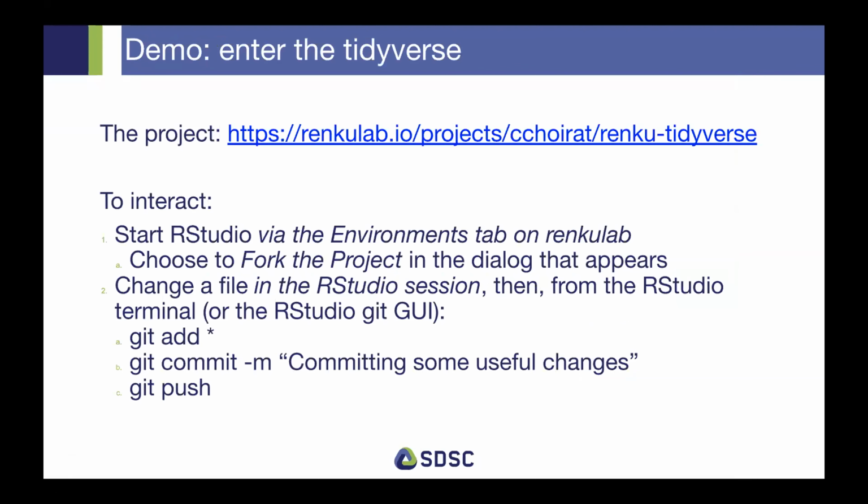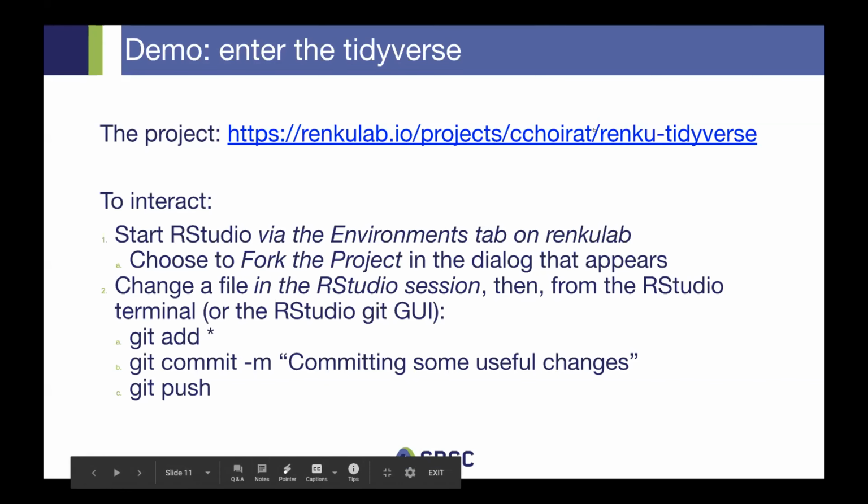And now I'll do a quick demo. Just to give you the steps that I'm going to go through before we enter the demo: we're going to start an RStudio session via the Environments tab on RENKU Lab. We're going to fork the project, so we're going to be able to use the project for ourselves. We're going to change something, and then we're going to commit stuff. And let's just do it.